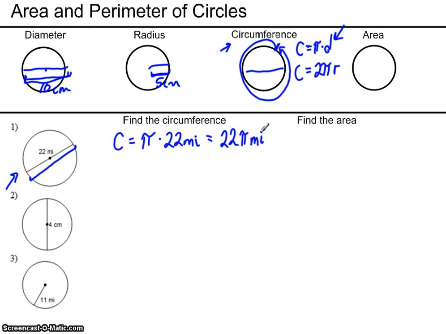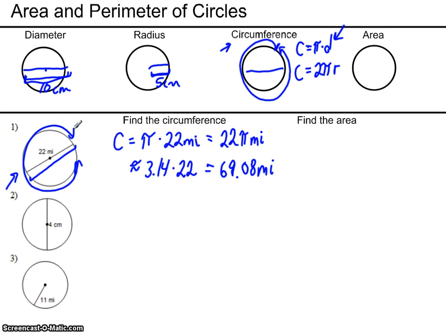It's exact. Now, let's say we did want to round and put in an approximation for pi. What I would do instead is put a little squiggly equal sign here to show that I'm approximating, and I put 3.14 times 22 miles and get about 69.08 miles. Now remember, that's the length of the circumference, the length all the way around the outside of that circle. Pause the video here and find the circumference for the second and the third circle.